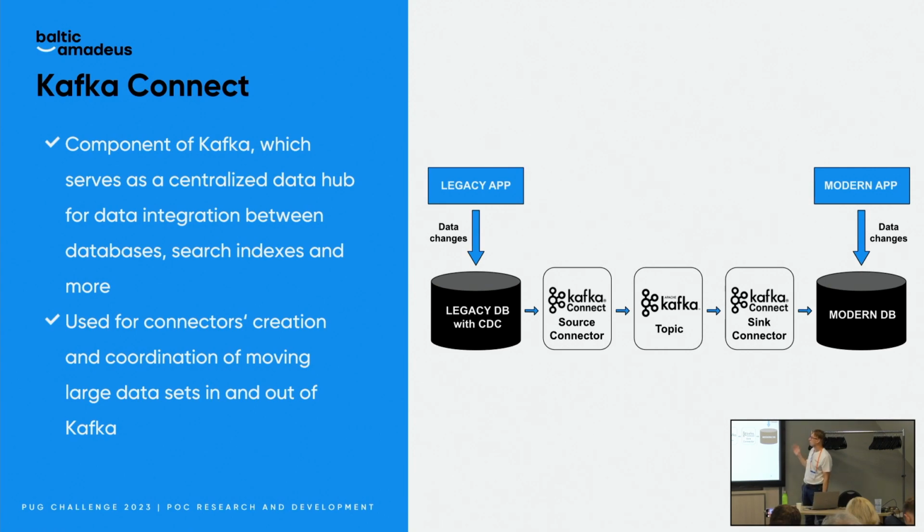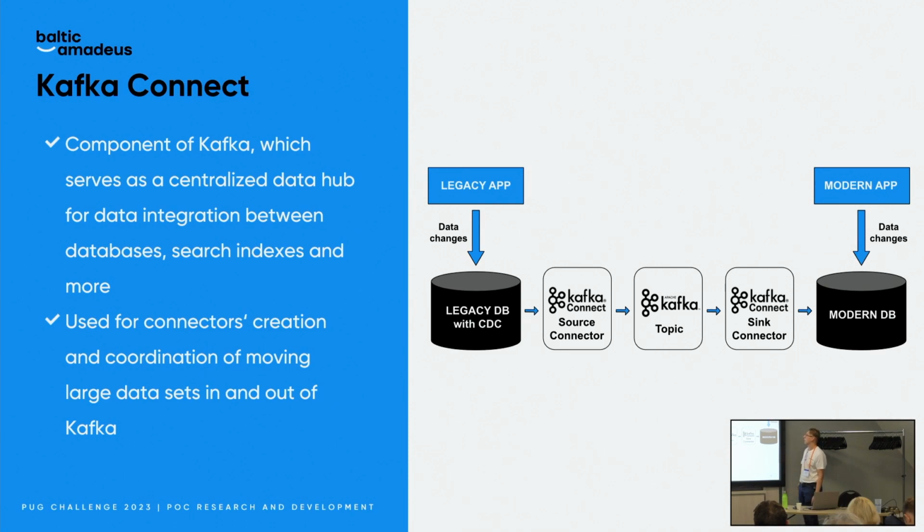And it actually allows you to transform the data into the required formats. For example, this side could be not an OpenEdge database, but an SQL database. So there is an ability to transform the data inside the Kafka Connect. But generally, it is used for connector creation and coordination, and of course, moving really large data sets. We didn't test that because our database is really small, but it can be used for that as well.